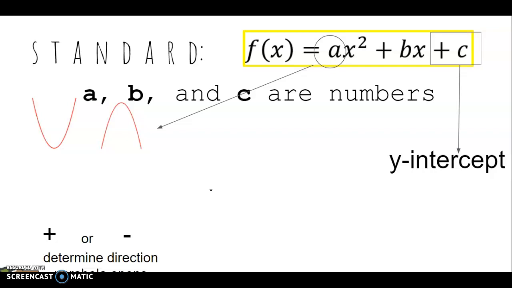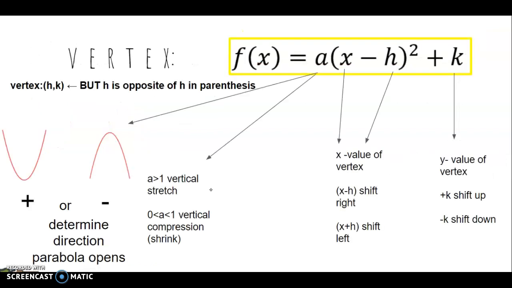If we look at the A value and it is positive, then my curve is going to have a minimum and it's going to be opening up. If it has a negative value, it's going to be facing down, so it opens down and it's going to have a maximum value. This number over here at the back, this plus C, is just my y-intercept. And we know what y-intercept is. We're good at that.